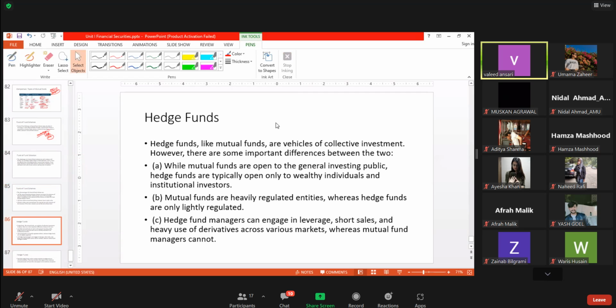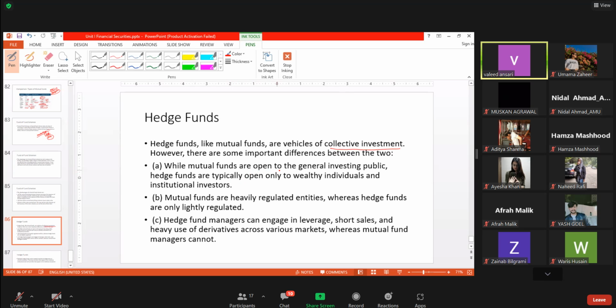Now, lastly, I will just briefly highlight a hedge fund. A hedge fund, like a mutual fund, is a vehicle of collective investment, where investors subscribe to buy the units or securities, and then the hedge fund or mutual fund makes investments in a portfolio on their behalf. But there are some differences.